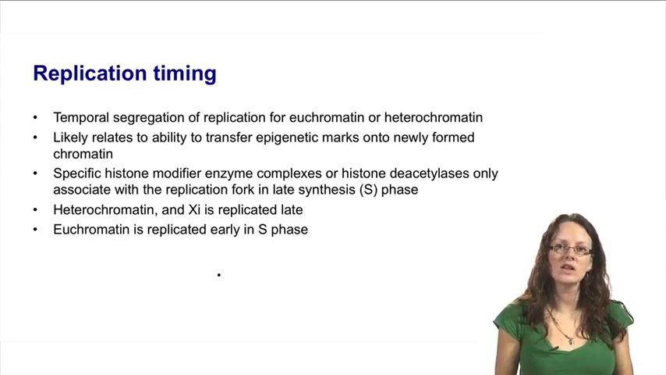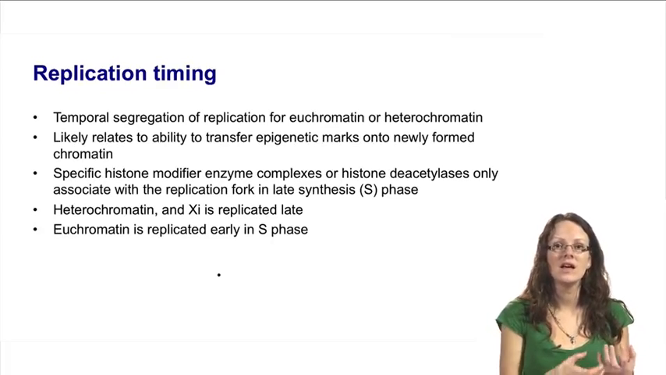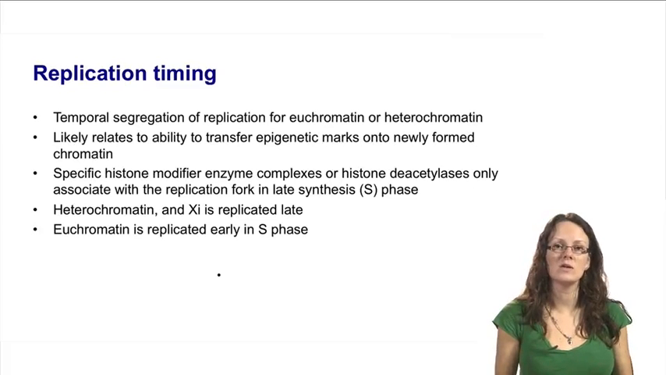So it's only during late S phase when the epigenetic modifier complexes that are involved in laying down repressive histone marks are actually located at the replication fork. And they need to be there at the replication fork so they can recognize their own epigenetic mark on the parental nucleosomes or on the parental histones and lay them down on the new histones being brought into the new strand that's being created.